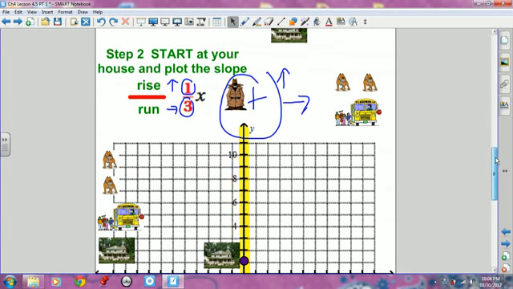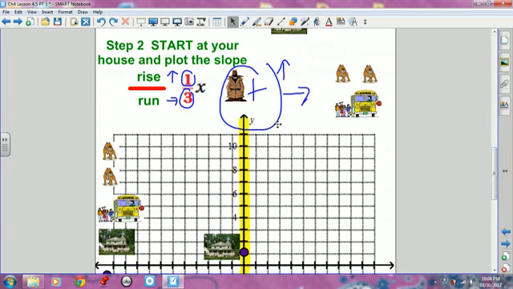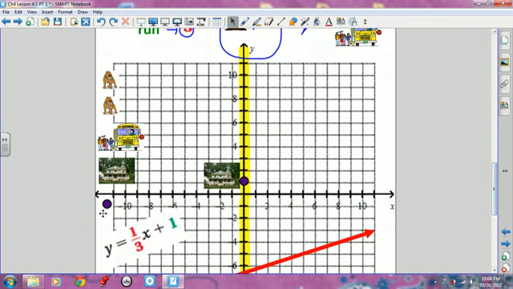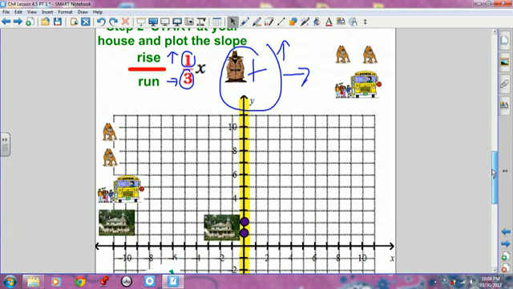So we're going to start at our house. We're going to go up 1. Now I'm going to run 3 spaces to the right.